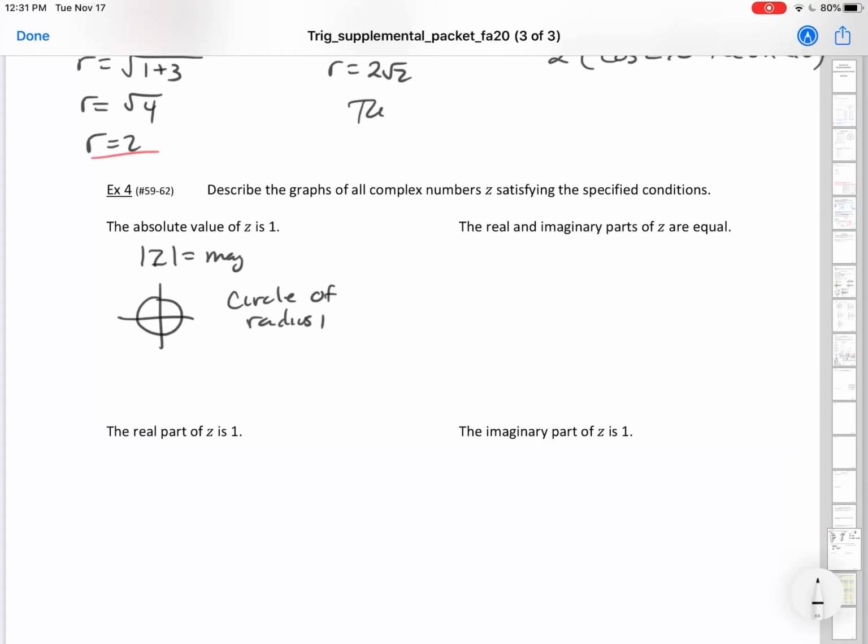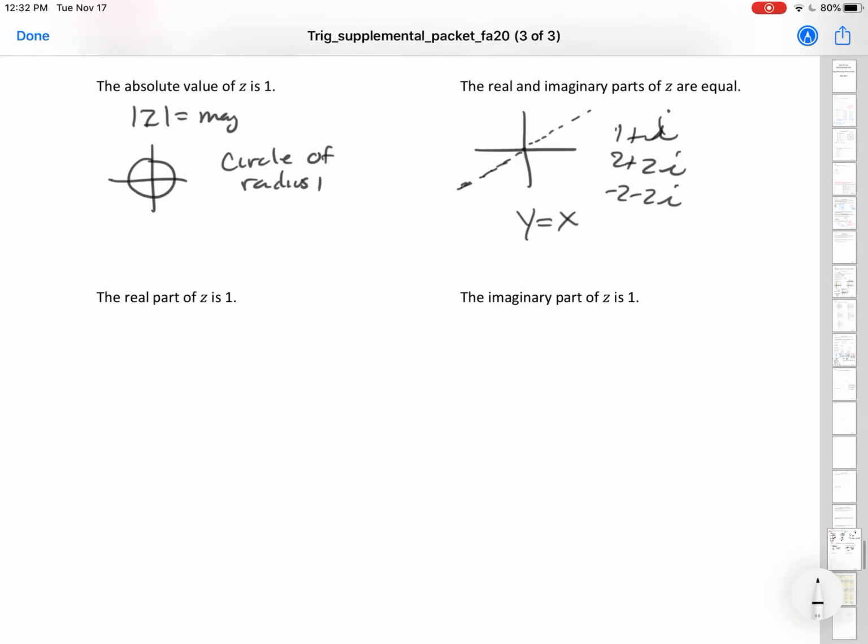You're just out 1. The real and imaginary parts are equal. So if you have real and imaginary parts that are equal, your points look like this. And so what do they look like? They look like the line y equals x. I hope that's not too fast, but think about that. That's 1, 1, 2, 2, 3, 3, 4, 4, negative 1, 1. And so when I say 1 plus i, that's 1, 1. 2 plus 2i, that's 2, 2. Negative 2 minus 2i, that's where your real and imaginary parts are equal. They would all line up.